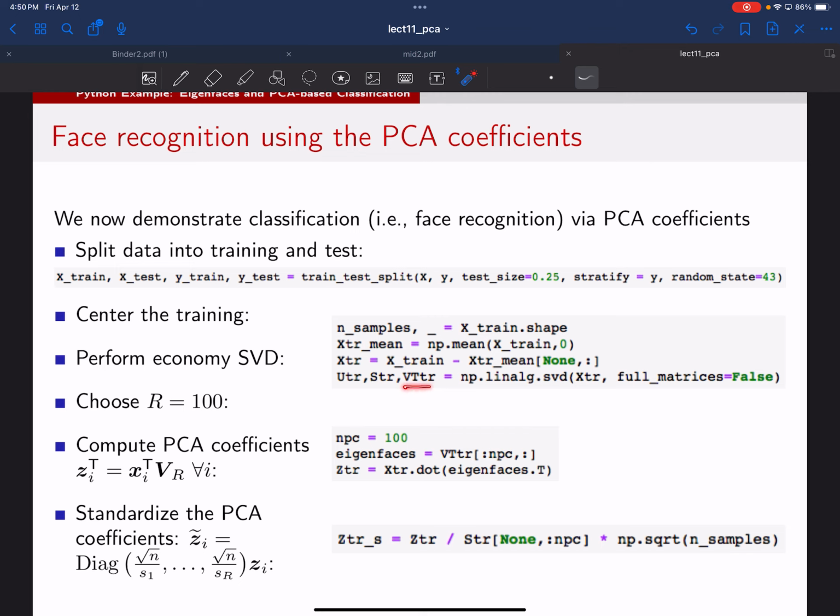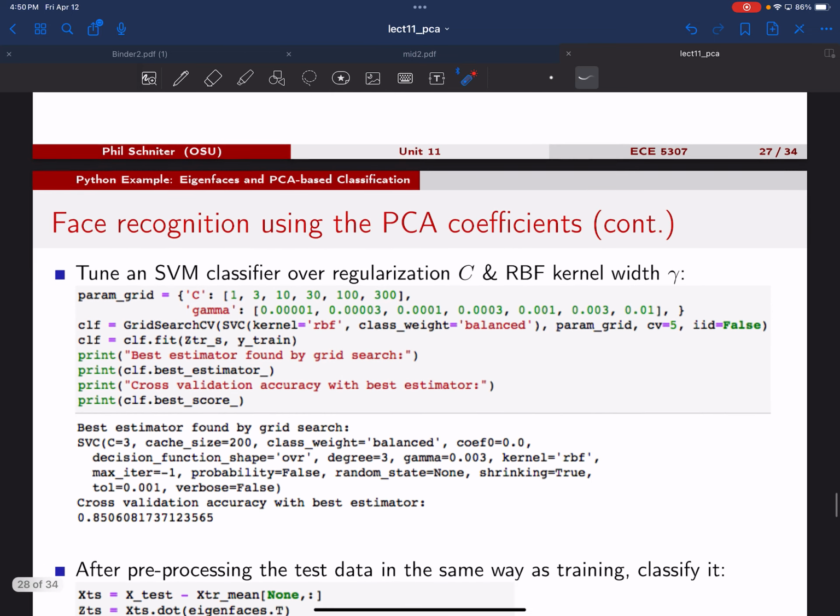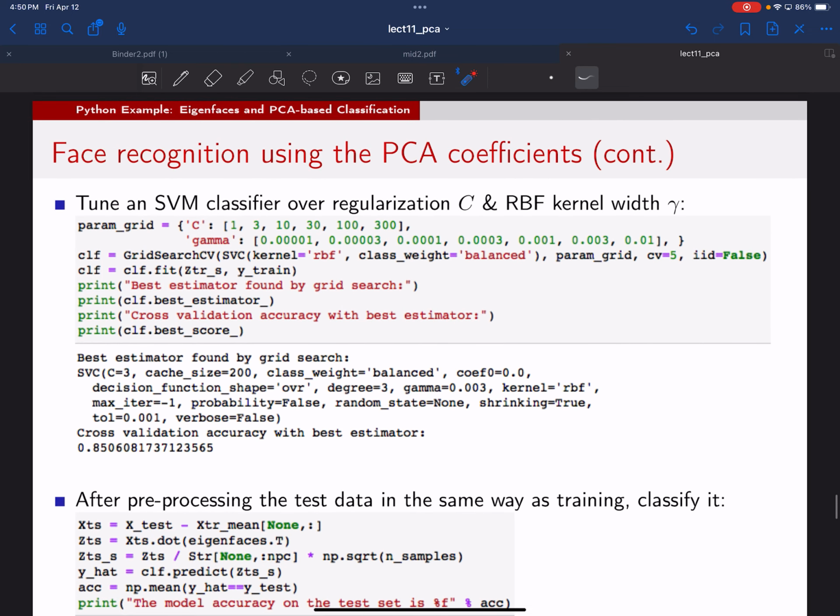This gives us our eigenvalue decomposition. And here we're compressing the features to get our training Z's. And here we are doing the standardization, just to standardize those training Zs. So now we have everything standardized. We can train an SVM classifier.